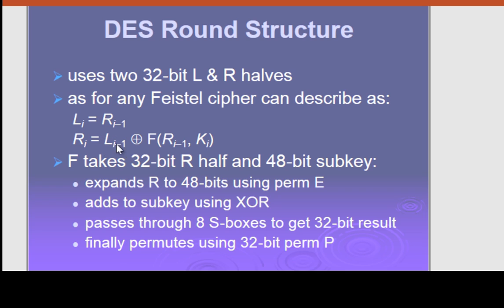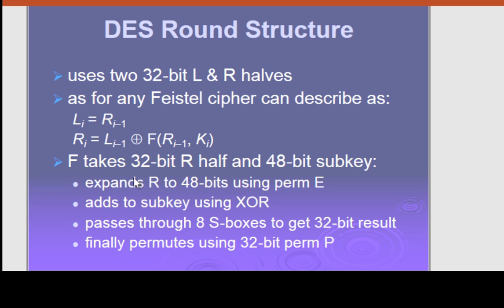Left part 0, that is 1 minus 1, is left part 0, exclusive OR with the function. And how the function is calculated is the right part of 0 comma round function k0. So with the combination of the subkey and the right part R0, the function is calculated, and that is exclusive OR with the left part, and that becomes the R1. So L0 becomes the R1.